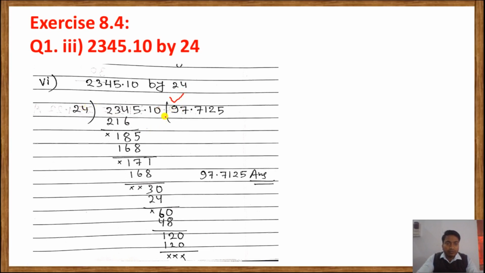24 into 9 is 216. When we subtract we'll get 18. Now bring down this 5 here. Now it became 185. Now it will go 7 times. 24 into 7 is 168. When we subtract we'll get 17. Now here you can see we have the decimal point. That means the division of the whole number part we have already finished, so we are supposed to put the decimal in the quotient, as you can see here.